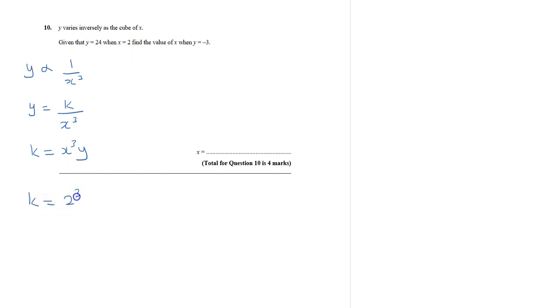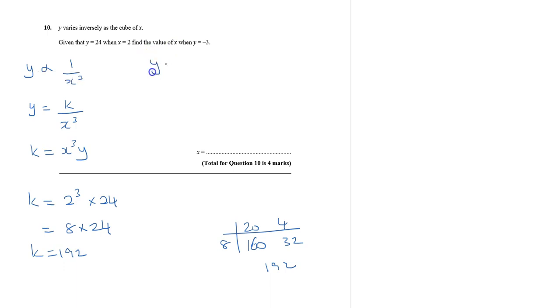Therefore, k is equal to 2 cubed times 24, which is 8 times 24, which, let's go grid this time, is 160 plus 32, so 192. So k is equal to 192, which means then that we've got y is equal to 192 divided by x cubed. Now, this is our equation that links x and y. And it says find the value of x when y is minus 3. So I'm going to write that just over here on the right hand side. So minus 3 is equal to 192 divided by x cubed.